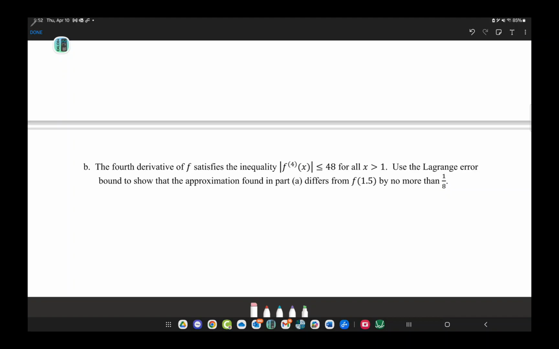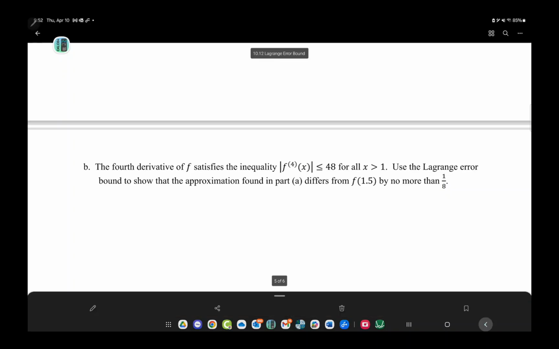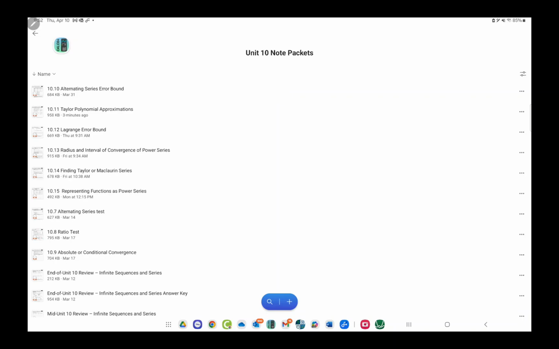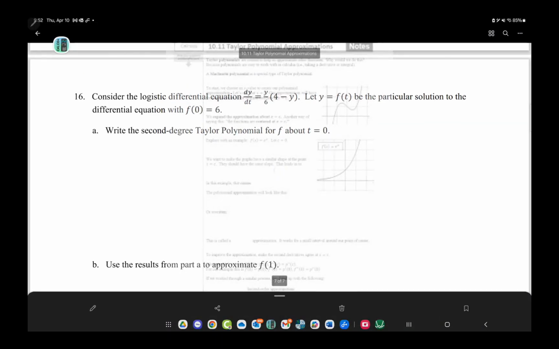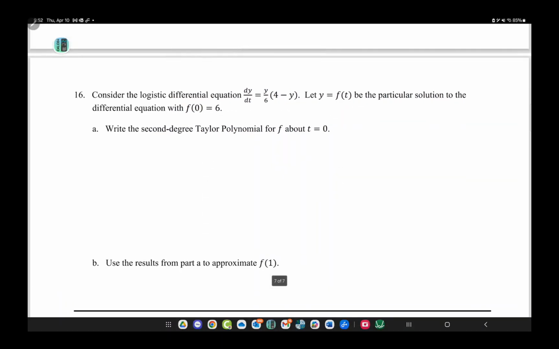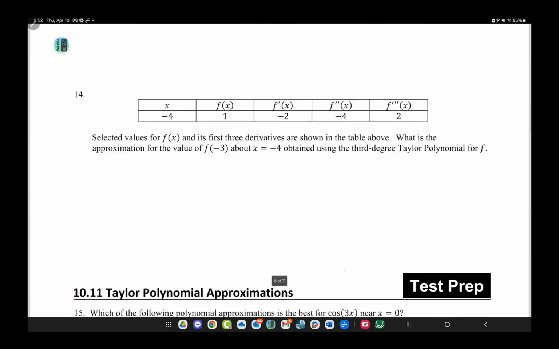All right, let's see if I can find. Let's go back to Taylor and Maclaurin and see if I can find a good question. Are there full questions? Yes.